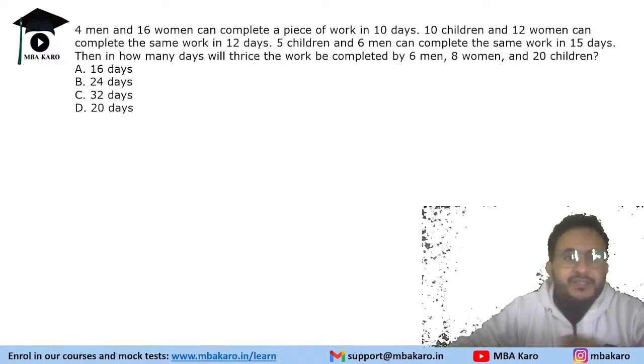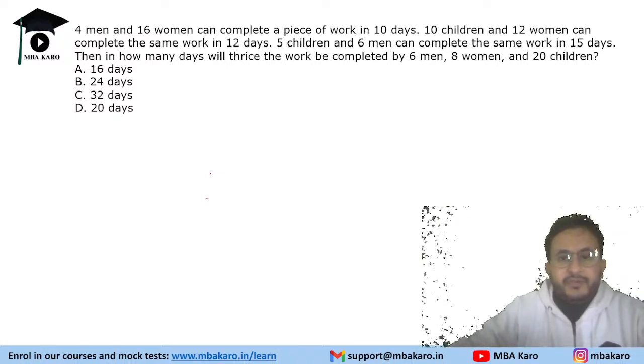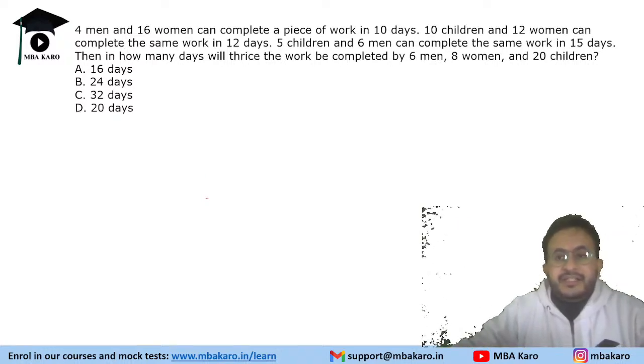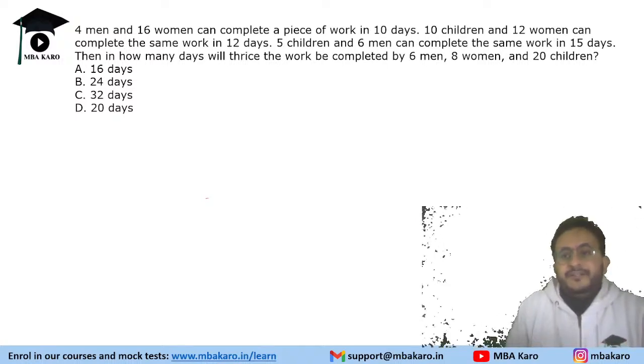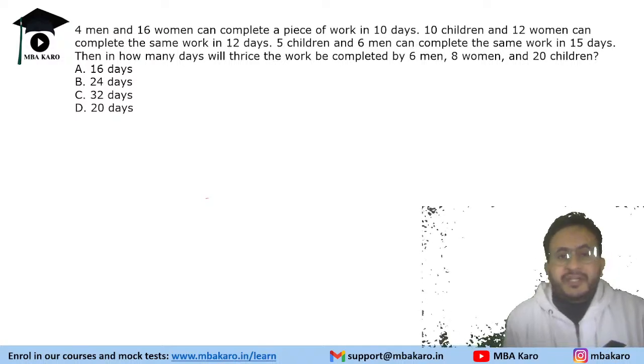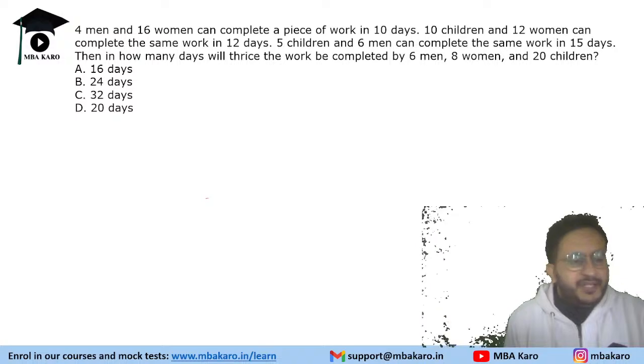Okay, so here's the next question. It says 4 men and 16 women can complete a piece of work in 10 days. 10 children and 12 women can complete the same work in 12 days. 5 children and 6 men can complete the same work in 15 days. In how many days will thrice the work be completed by 6 men, 8 women, and 20 children?